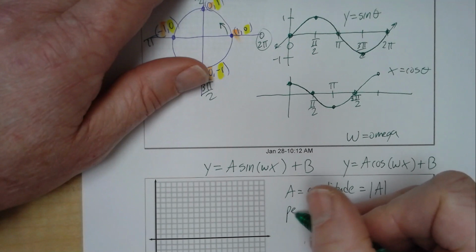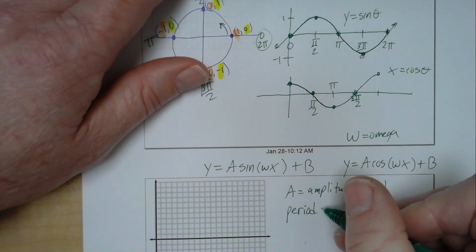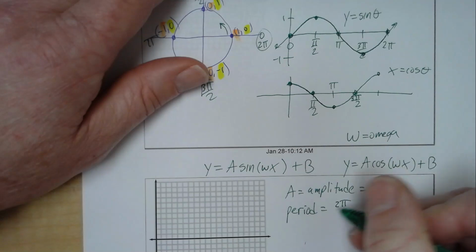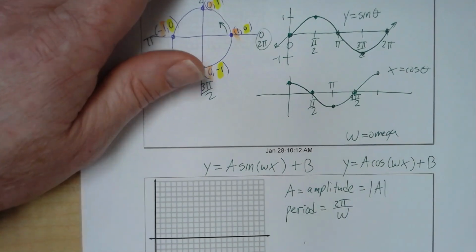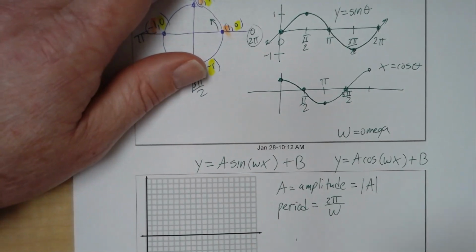The period is how often it repeats itself. And the period of each of these is 2 pi over omega. So that's why you need to know omega. That's how fast it repeats itself, 2 pi over omega.